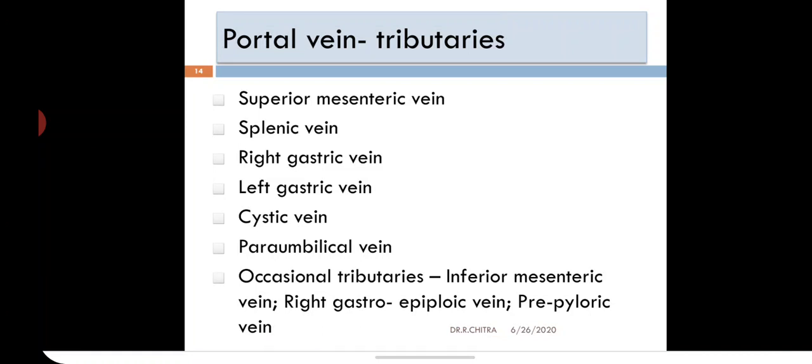Tributaries of the portal vein. Formative tributaries: superior mesenteric and splenic veins, received by the trunk of the portal vein. Right gastric and left gastric veins, received by the two branches of the portal vein. Cystic vein on the right side, paraumbilical vein on the left side. There may be occasional tributaries like the inferior mesenteric vein, right gastroepiploic vein and prepyloric vein.